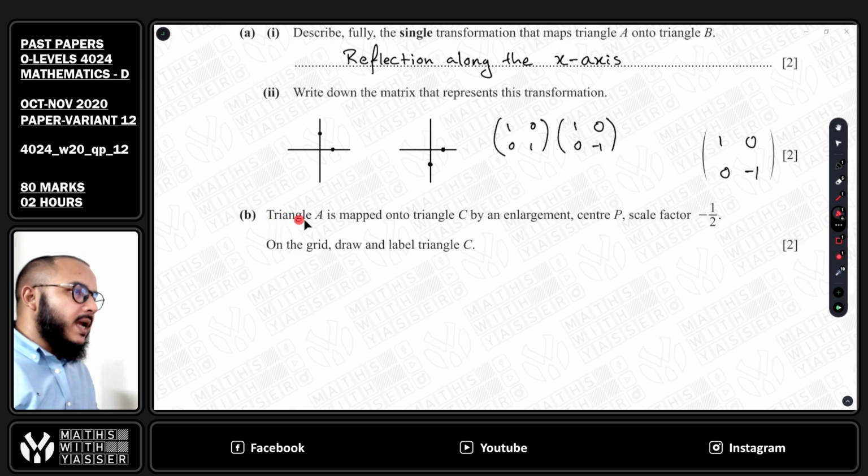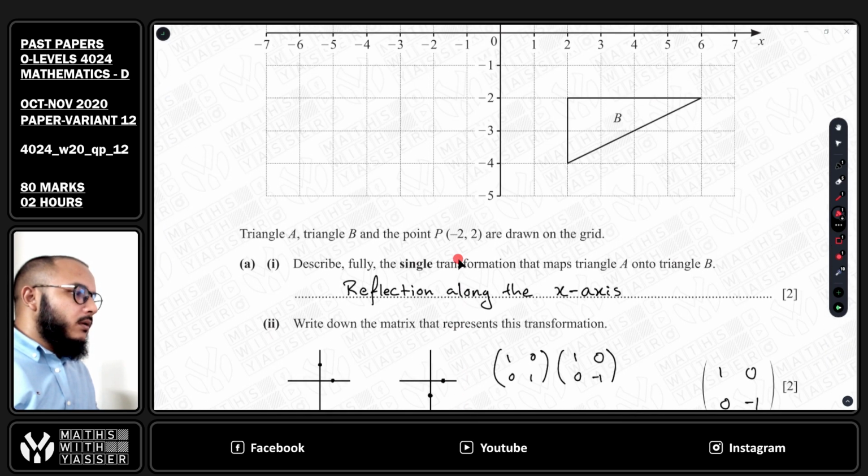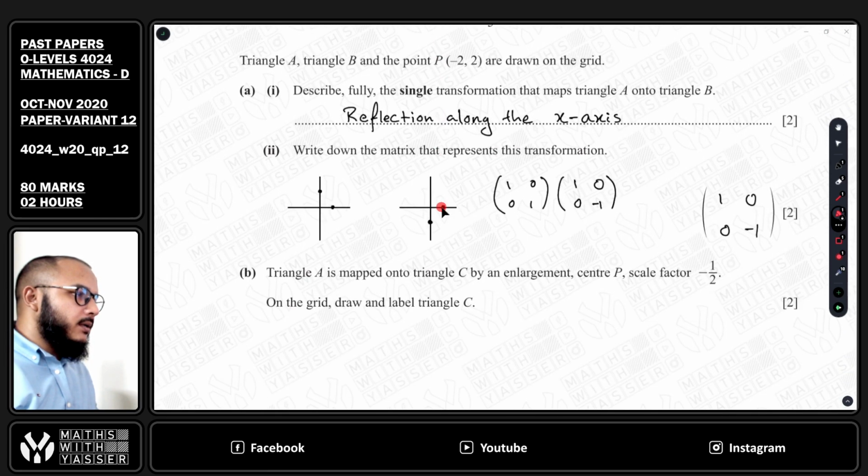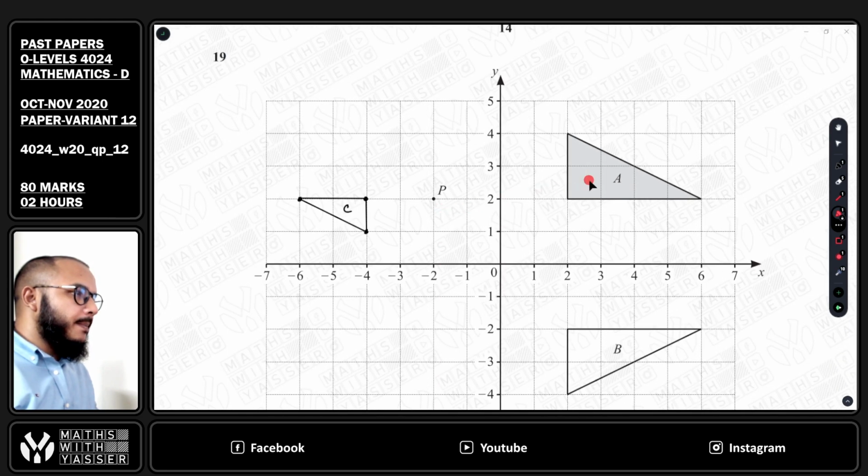Then it says triangle A is mapped onto triangle C by an enlargement, center P, scale factor negative half. And we know that when a scale factor is negative, the image will be on the opposite side of the center and it will be inverted. So we need to draw the triangle C. This is the center P and this is triangle A. Let me explain how I have managed to find the triangle C.